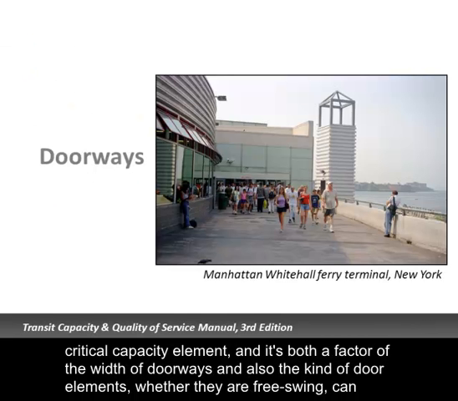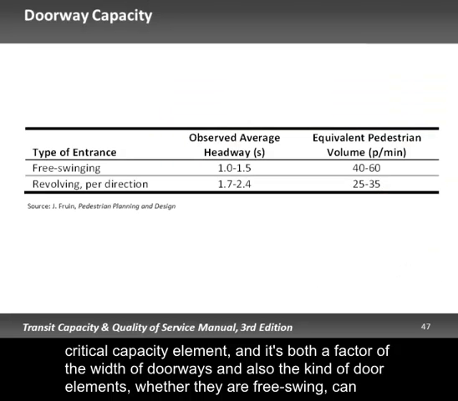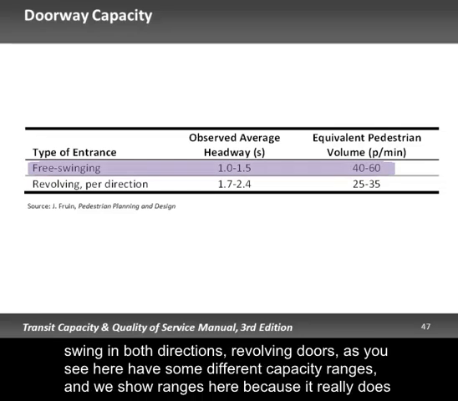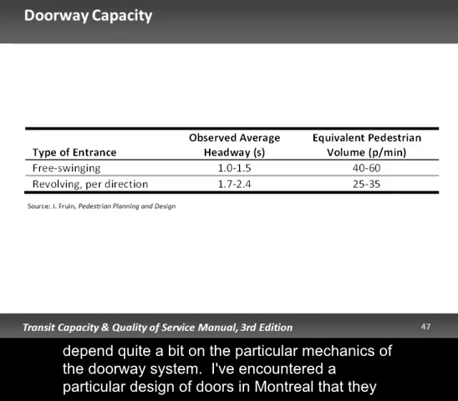Doorways are a critical capacity element, and it's both a factor of the width of doorways and also the kind of door elements, whether they are free swinging, can swing in both directions. Revolving doors, as you see here, have some different capacity ranges, and we show ranges here because it really does depend quite a bit on the particular mechanics of the doorway system.